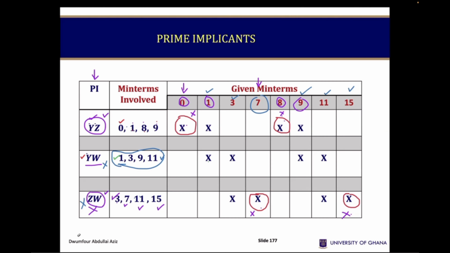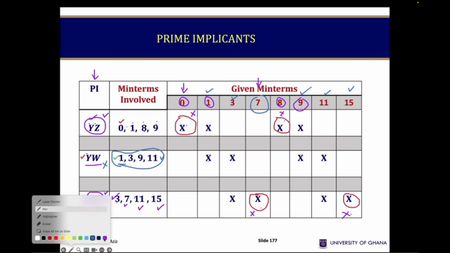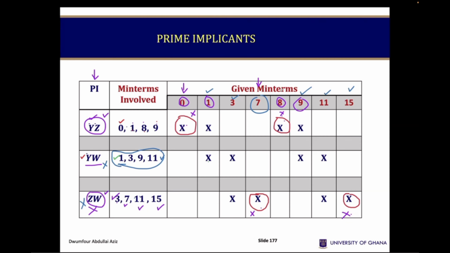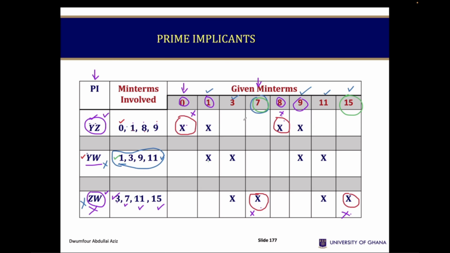So this one doesn't have 15, right? Good. So this one can best cover 1, 3, 9, and 11. And you see that 7 and 15 remain uncovered, which means that this guy is not even enough. If we were to choose this and this as the essential prime implicants, we would still have some of the mean terms here not captured.